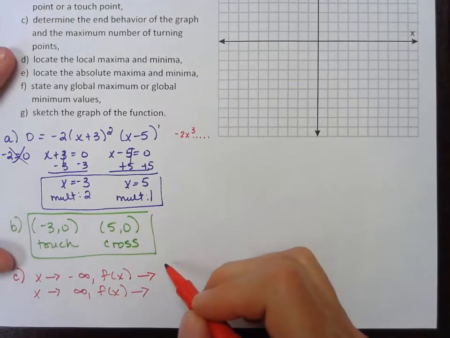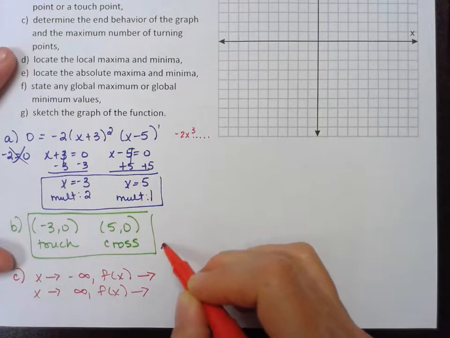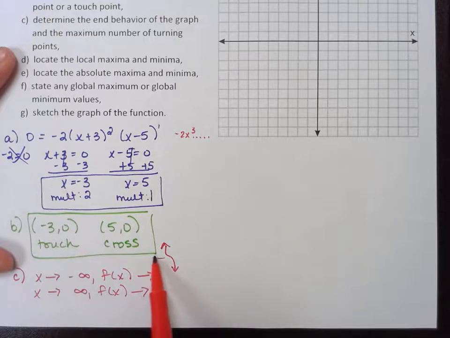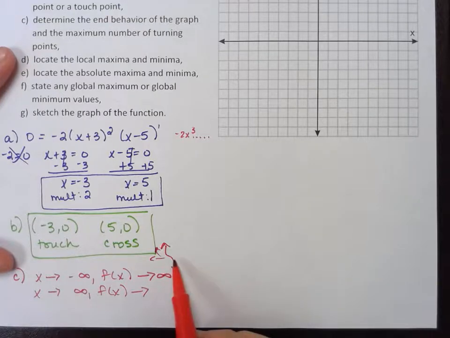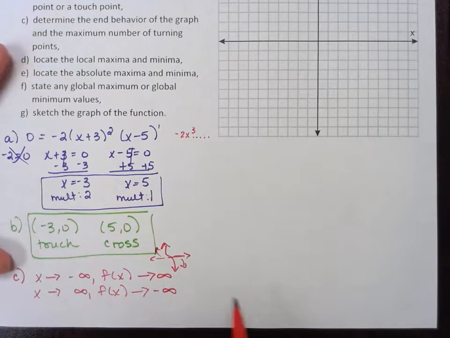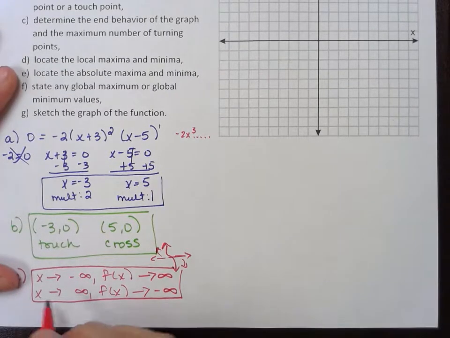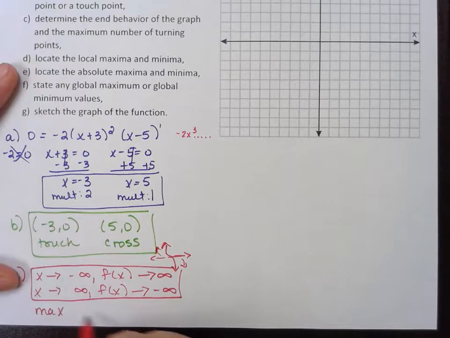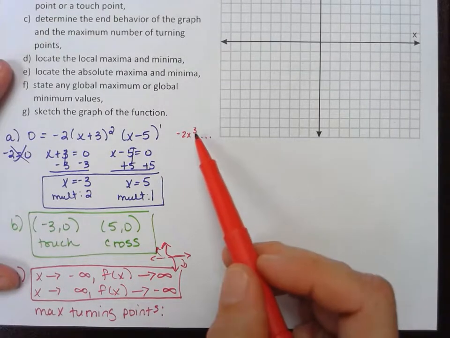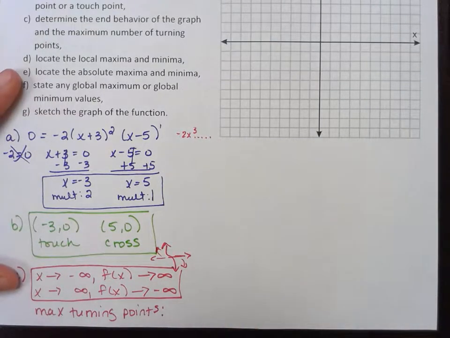That's what we're trying to figure out. So I'll bring the picture down here. Our picture looks like this. If x is going this way, isn't y going this way? So y is going to infinity. And as x is going this way, y is going this way, which is -infinity. So this is your end behavior. And they want to know the maximum number of turning points. That's going to be n minus 1. Well, 3 minus 1 is 2.